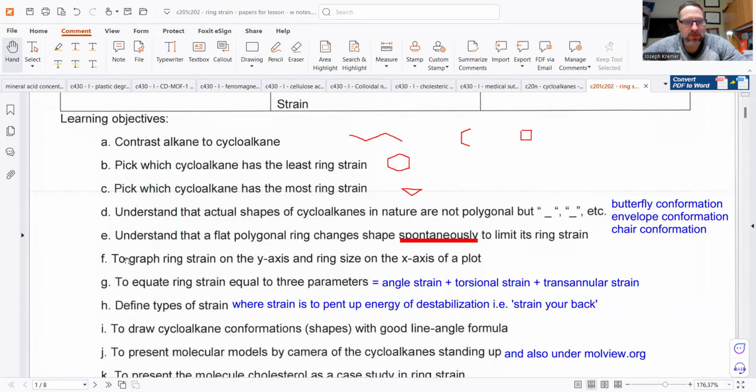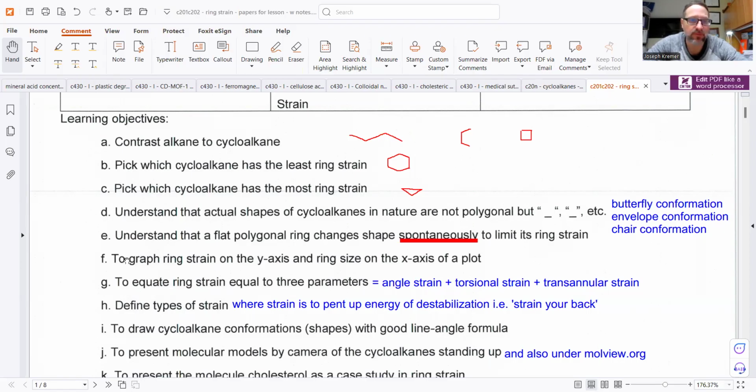Point F, we'll look at this soon. I'll show you soon. A graph on the y-axis will be pent-up energy or strain or extra heat content. If you burn this, you burn that, you get more heat with that because it's a ring. Strain, extra heat content on the y-axis against ring size. Three-membered ring, four-membered ring, five-membered ring on the x-axis. So we'll see that plot soon.